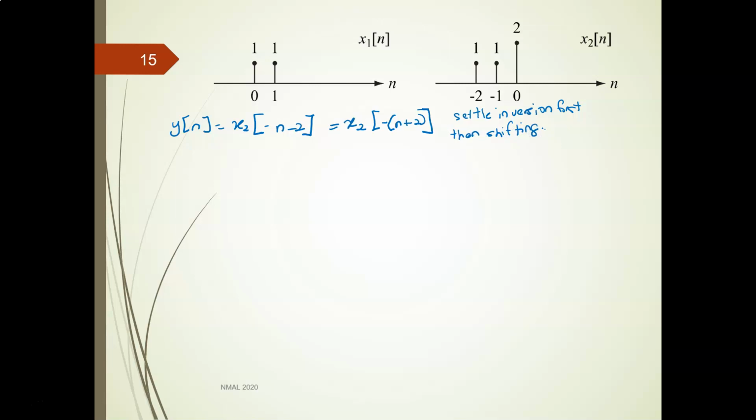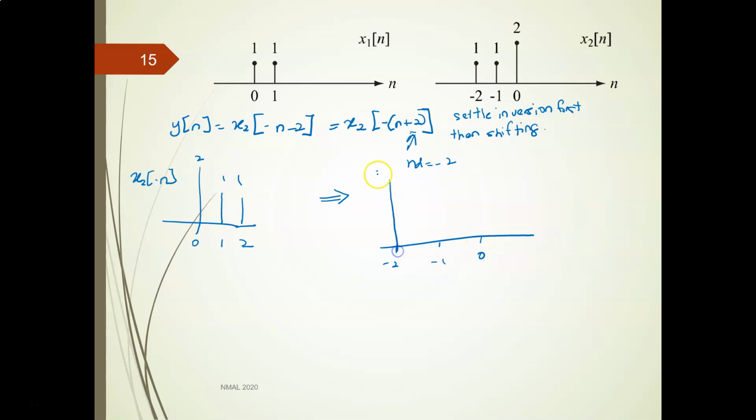So when you perform the inversion for x2[n], it will become something like this. We start at 0, 1, and 2, and the values here are 2, 1, 1. This is x2[-n], and then you shift by 2 to the left. Because this is plus 2, the delay here is negative 2. So you shift by 2 to the left, so the new signal will start at negative 2, 1 and 0 will become 2, 1 and also 1.